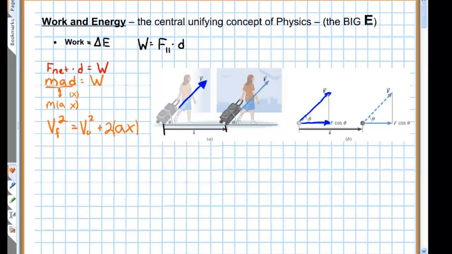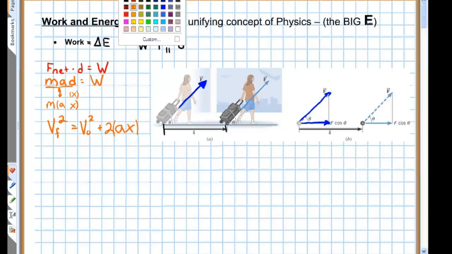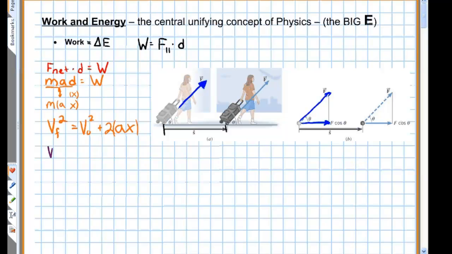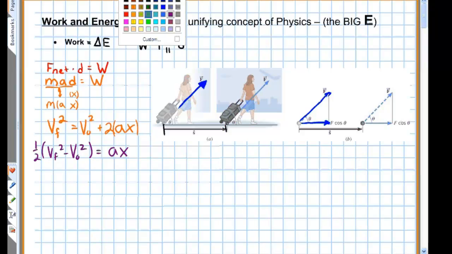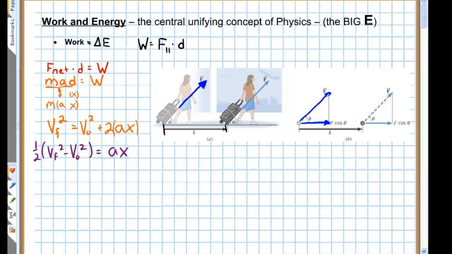Well, quick and dirty algebra shuffle. New color. Well, I know that if I rearrange this thing algebraically, I get this: vf squared minus v naught squared. Now I want to get rid of that 2 because I'm trying to get ax by itself. So I'm going to multiply through by 1/2. That would be equal to ax.